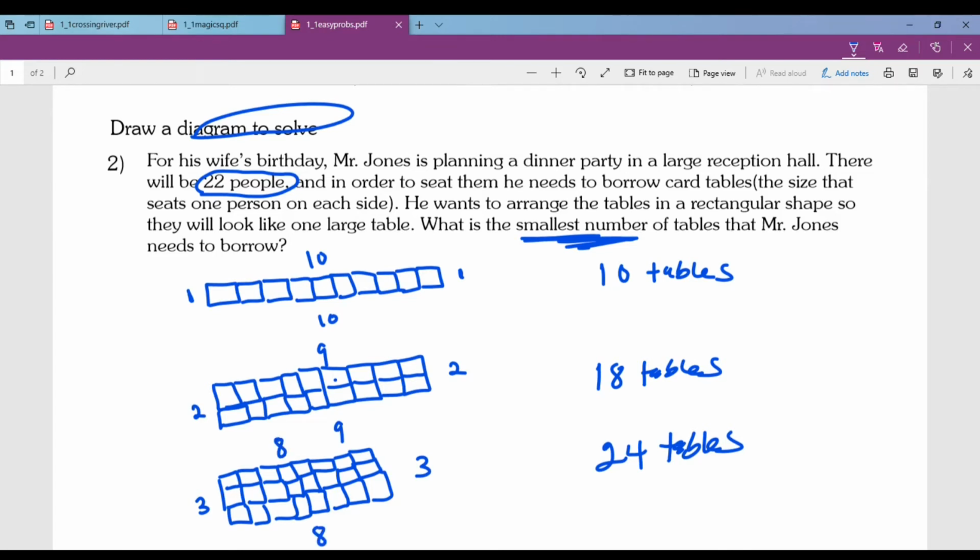So that is 22 individuals if you count all of the people seated around this rectangular table, but it doesn't look like it's going to be smaller than 10 tables. So that's our solution. We know the smallest amount of tables we need to borrow is 10 tables. As soon as we increase the row number of tables, we need more tables to seat 22 individuals. So we only need 10 tables. That's the smallest amount we need.